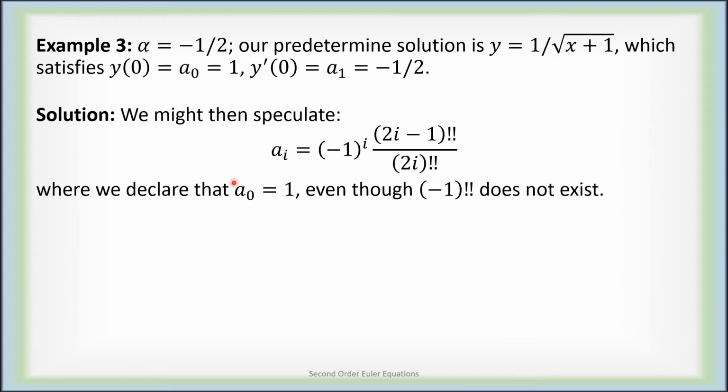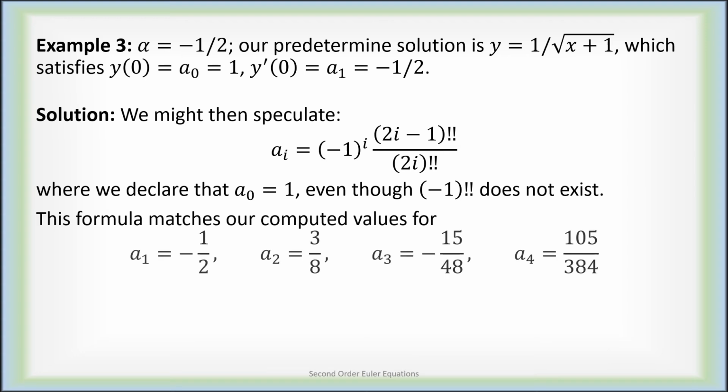Here we have it. We want a sub i to alternate, negative 1 to the i, a product of odd numbers over a product of even numbers. Now, I want this formula to hold for every i. The trouble is, for i equals 0, we would end up with a negative 1 double factorial, which doesn't even exist. We're just going to therefore manually declare a sub 0 is 1 because it was given to us. Everything else should match this formula here.